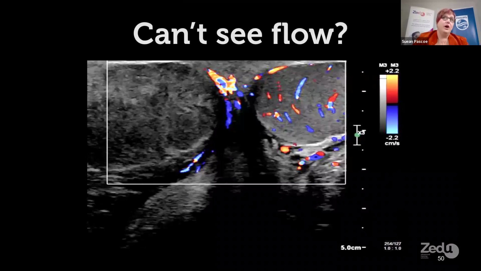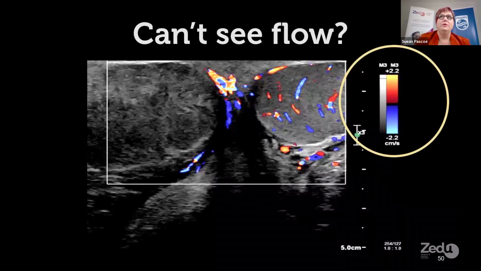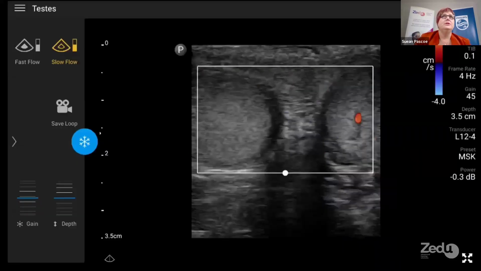If you can't see flow, the first thing you can do is make sure you have your scale optimized. Like I said before, you want to probably have that less than 7. So use a low flow setting. The next thing to do is to adjust your color gain.